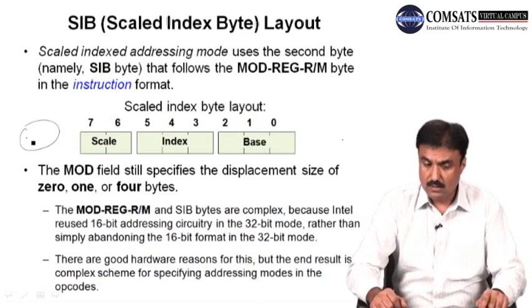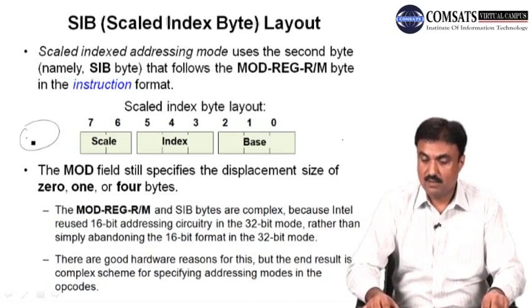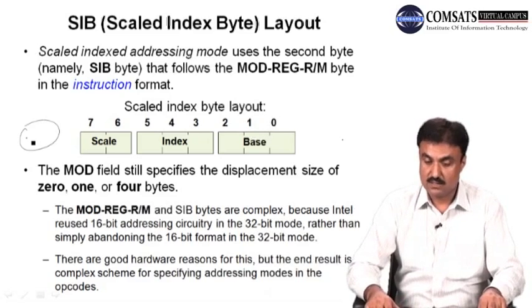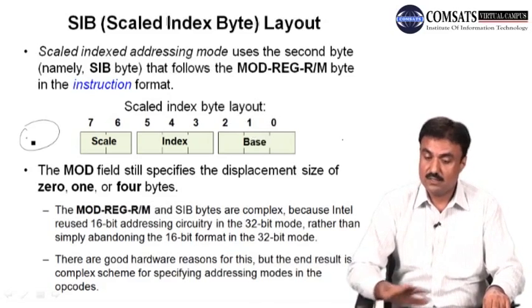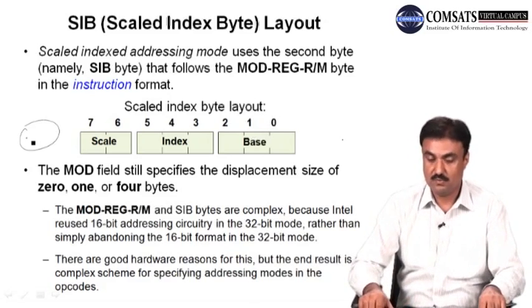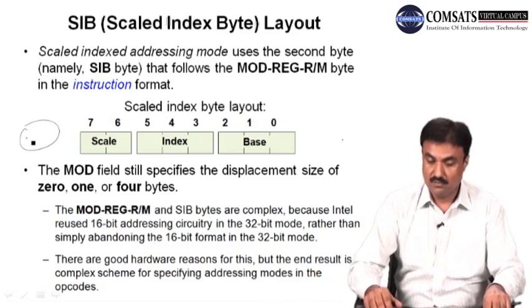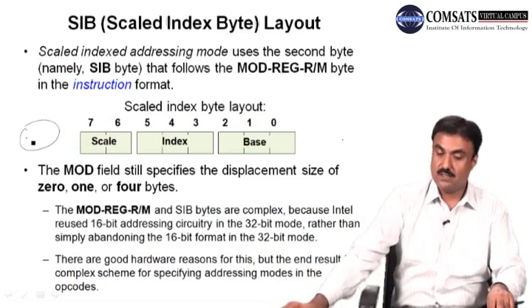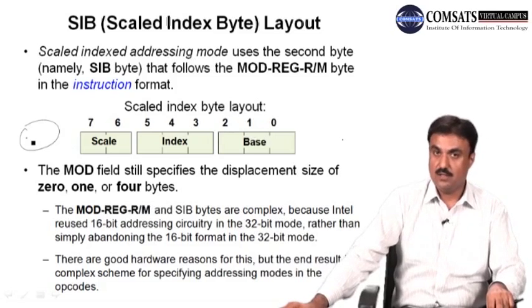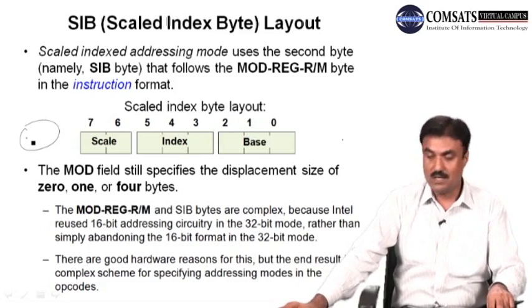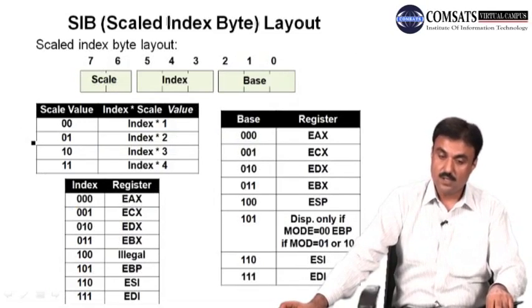The mod-reg-R/M and the SIB bytes are very complex because Intel used 16-bit addressing circuitry in the 32-bit mode rather than simply abandoning the 16-bit format in the 32-bit mode. There are good hardware reasons for this, but the end result is a complex scheme for specifying addressing modes in the opcode. So it's very complex in the opcodes. However, Intel has simplified the hardware.